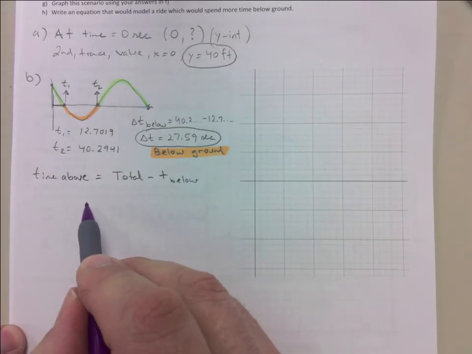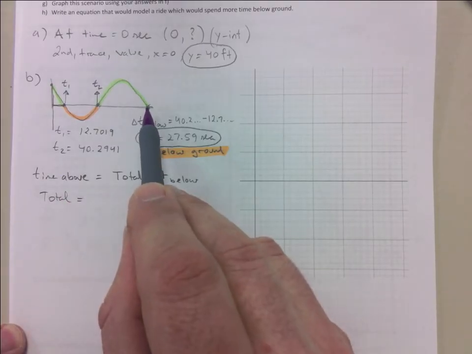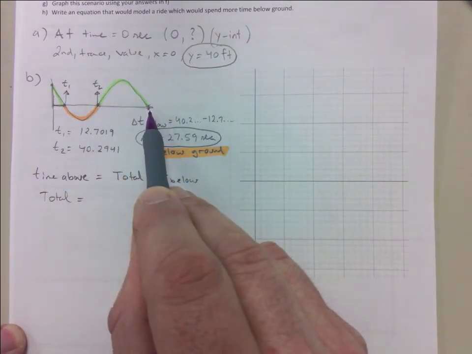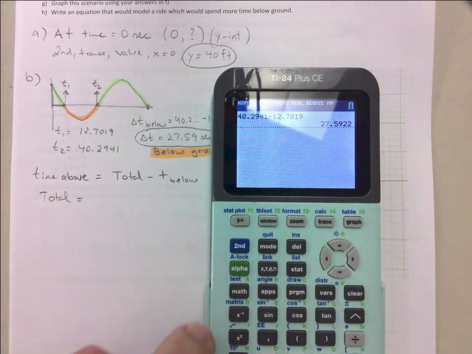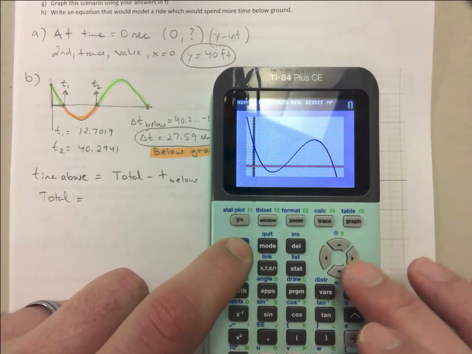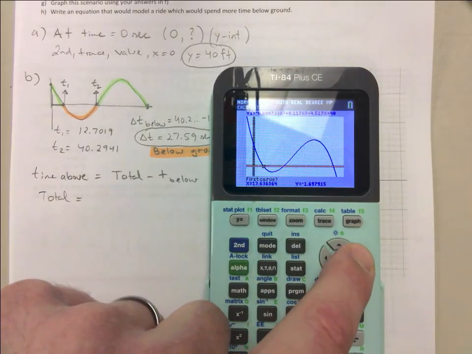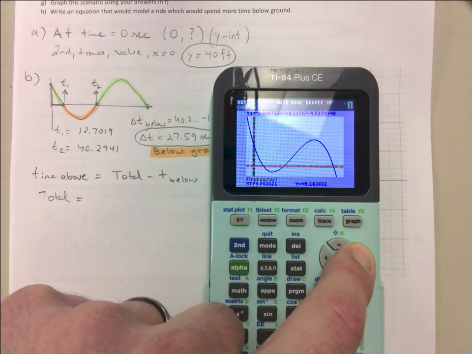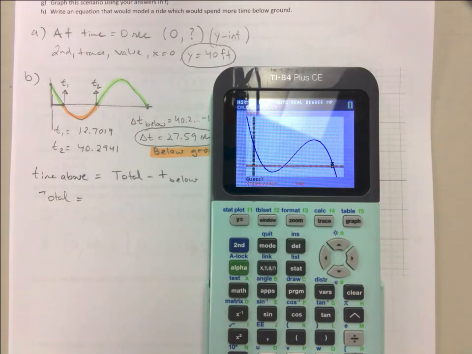What's the total time? If we were to find that intersection, we would actually find out the entire time. So let's go ahead and find that. Graph, second trace, intersect. I'm going to trace all the way to that far x-intercept. I can't wait till they make a touchscreen TI.